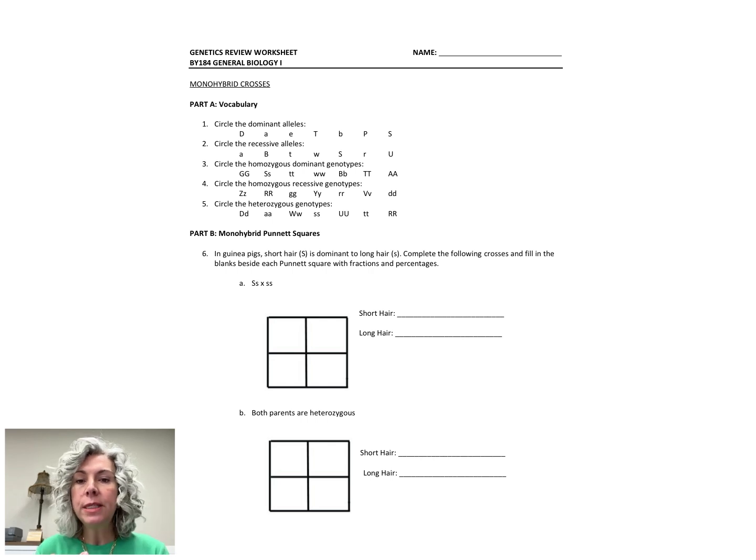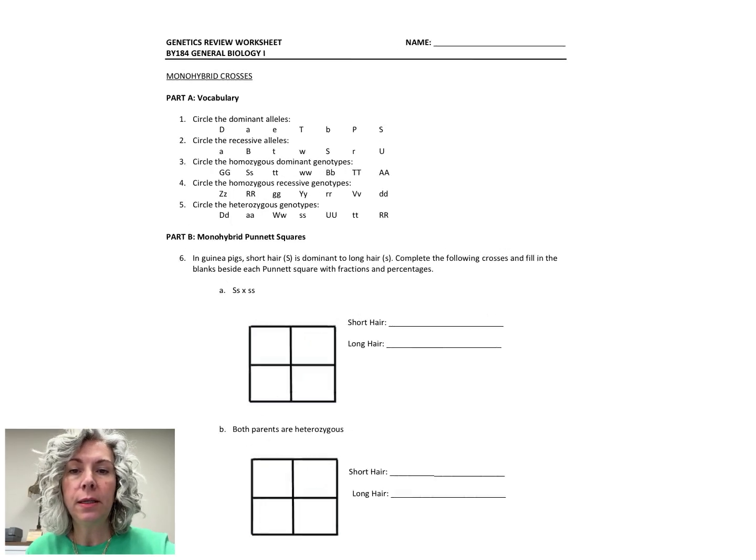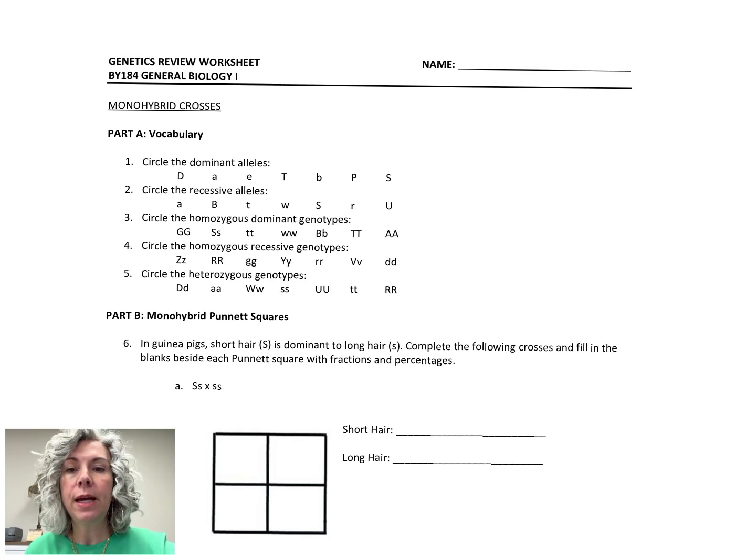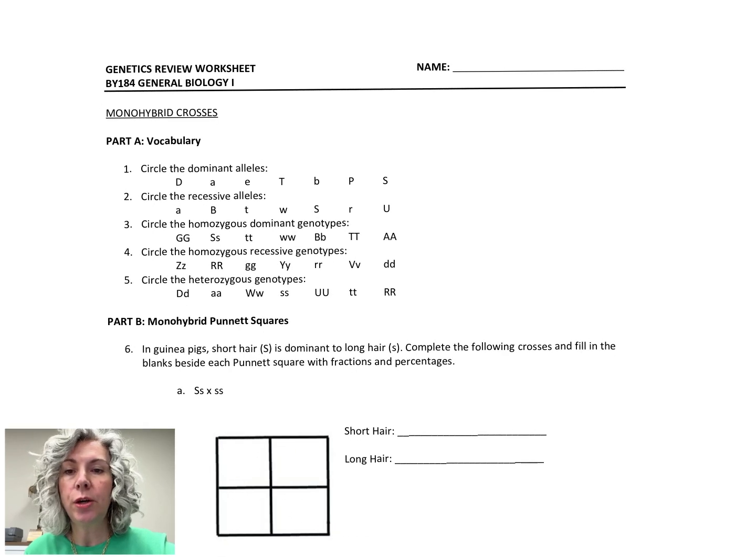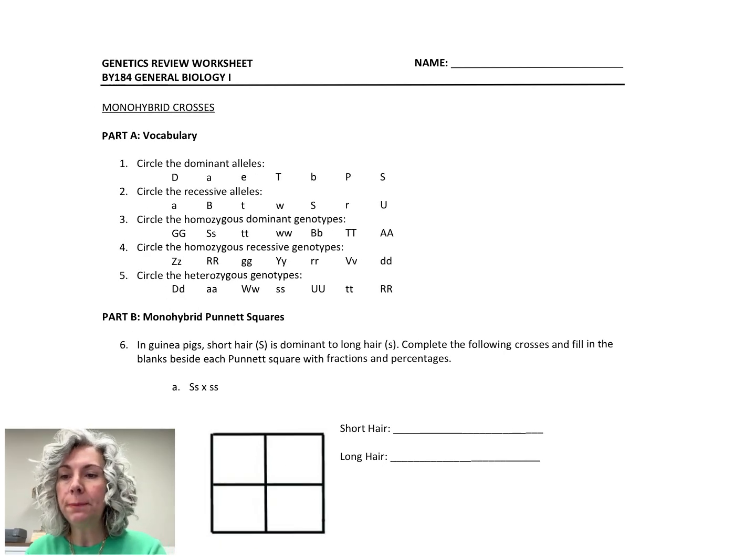So dominant, recessive, homozygous, heterozygous, what does all this mean? First up, I'm going to zoom in a little bit to make this bigger. Hopefully I won't give you motion sickness. Sorry, it may be crooked. Okay, so circle the dominant alleles. First off, what is an allele?